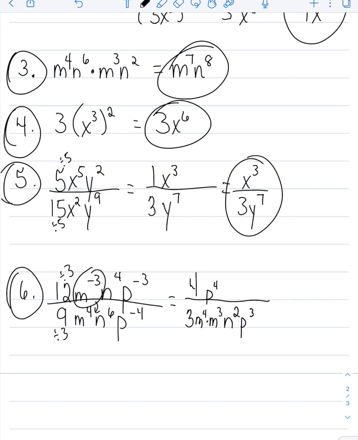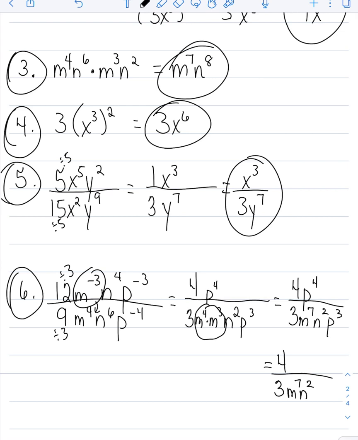Now I'm going to go ahead and simplify a little bit before I keep going. Sometimes you just have to take steps. So I've got 4p to the 4th over 3. My m's combine to give me m to the 7th, n squared, and I still have p to the 3rd on bottom. So let's do one more step here. So 4 over 3, that doesn't change. My m's all are simplified. My n's are simplified.